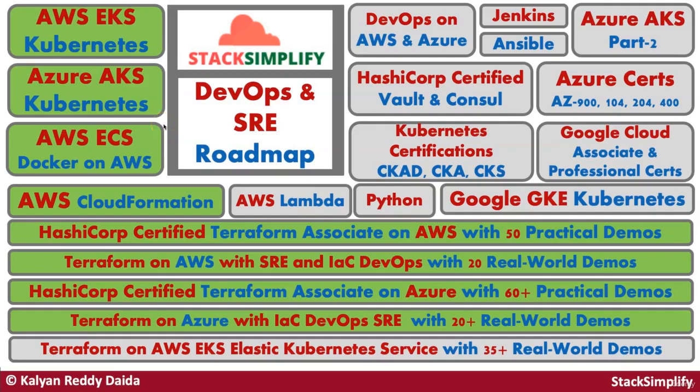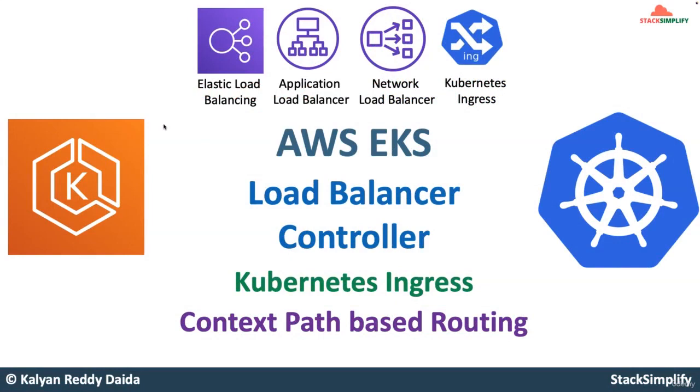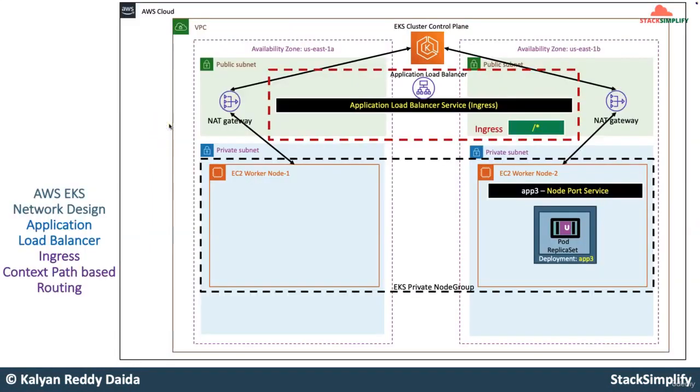Welcome back. In this section, we are going to implement Kubernetes ingress context path based routing in application load balancer. So let's see the network design for this entire implementation. We already created a VPC, and inside the VPC we have public and private subnets. We already created an EKS cluster control plane and also an EKS private node group in the private subnets. In addition to that, we also installed the ingress controller.